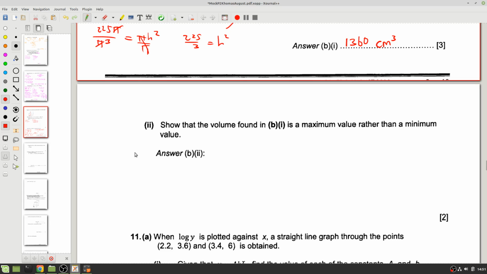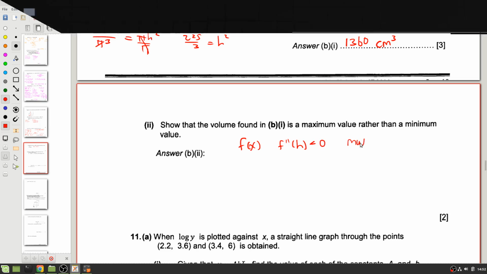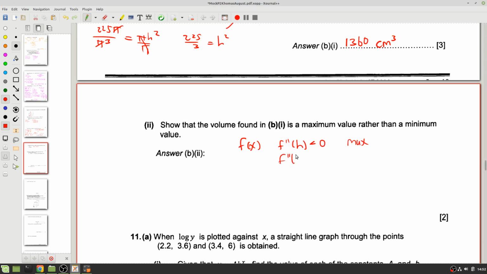Now show that the volume found in the previous question is a maximum rather than a minimum. So how can we do this? Well, the short way, and what they probably expect here, is we just find the second derivative and substitute our value for h in and see if we get a positive or negative value. So let's say we have some function. If we find the second derivative of that function and we substitute in some value at the turning point, in this case h, if this is less than 0, so if it's negative, we have a maximum value, and if this is positive, then we have a minimum value.